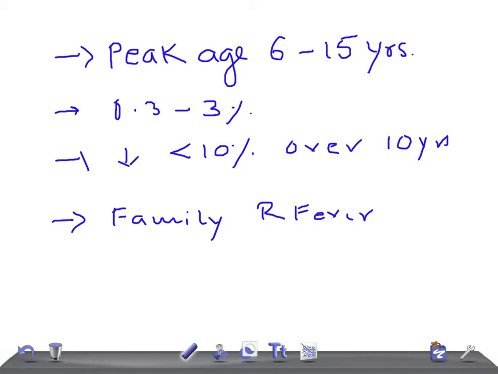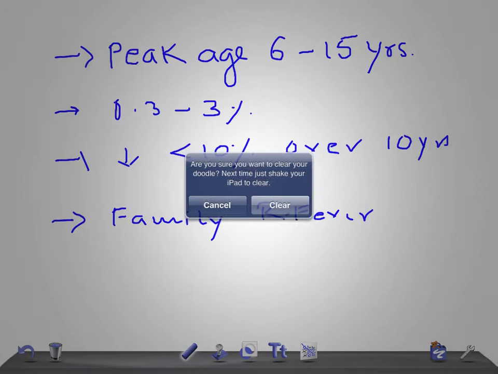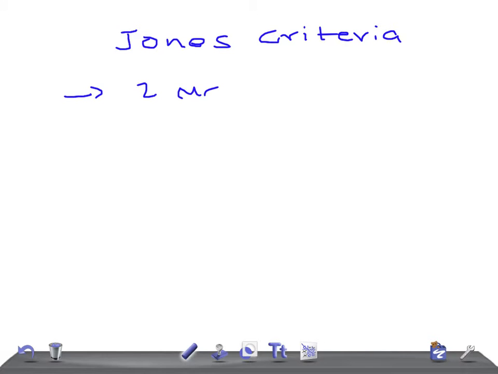So let's talk about the criteria of the diagnosis, or the symptoms. You know very well the criteria used to diagnose this is Jones criteria. There is another, the Jones modified criteria. In the Jones criteria, we take two major, or one major plus two minor.